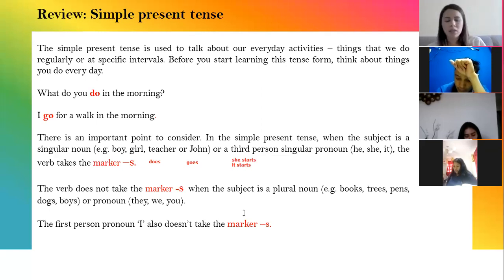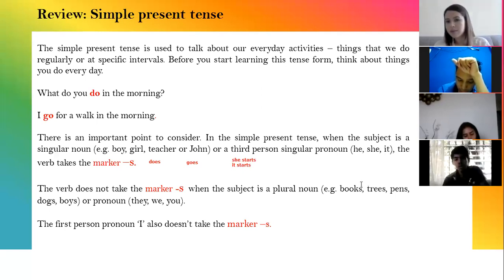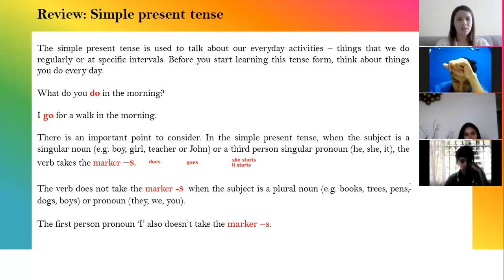The verb does not take the marker S when the subject is a plural noun. En caso de que el sujeto, quien ejecute la acción, es un nombre plural, entonces no añadimos la S al verbo. For example, some examples of plural nouns: books, trees, pens, students, teachers, dogs, boys or girls. Or the pronouns they, we, and you. In this case, let's use the verbs here, do and go, for example.